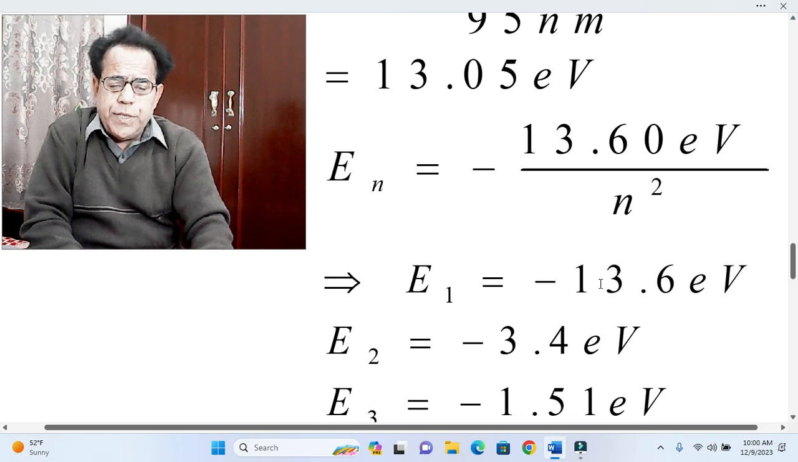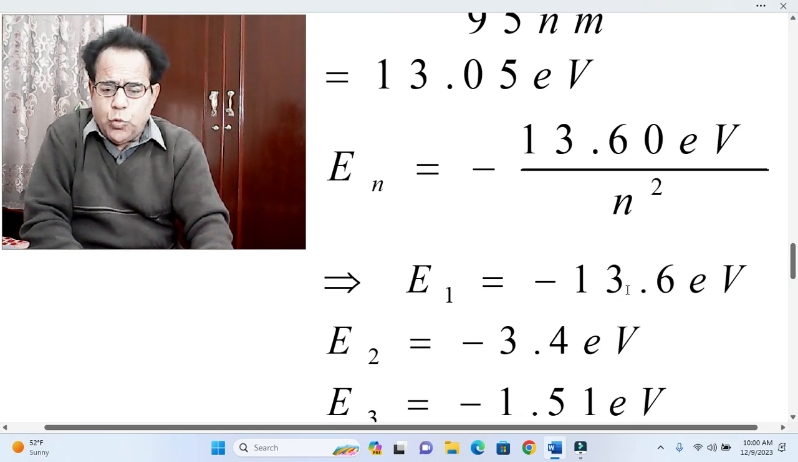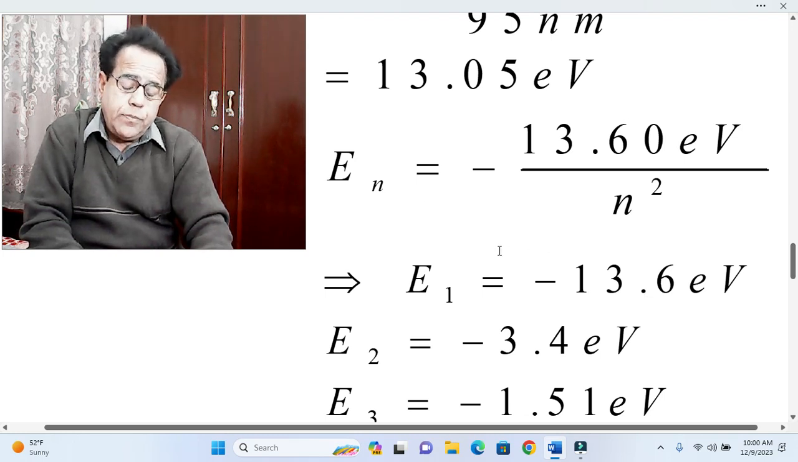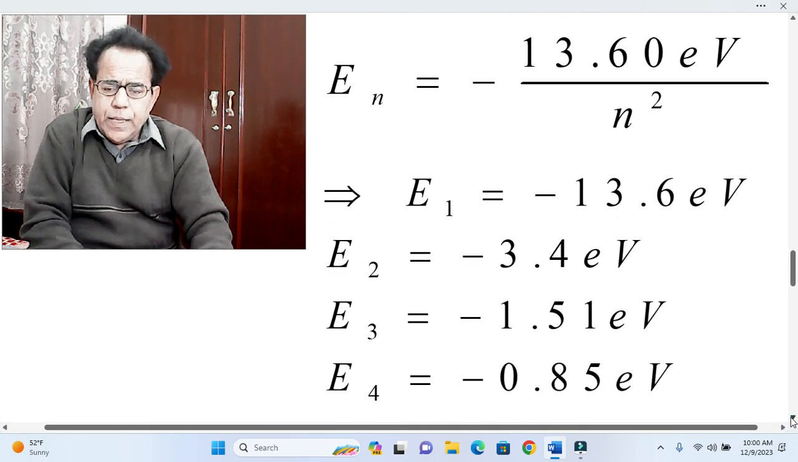Okay, so dear students, when En is equal to this, then E1 will be equal to minus 13.6 electron volt, because 1 square is 1, so E1 will become equal to this value. Okay, so E2 will become this value divided by 4, because square of 2 is 4 and this 4 is in the denominator, so this value will be reduced by fourth time.